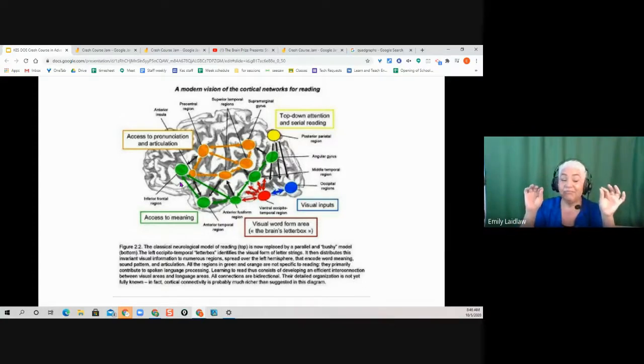And every time they do more research, they're finding more. But basically, there are these parts here that connect to the meaning, and this happens before a student learns to read. This orange part here connects to the pronunciation and articulation. This happens in spoken language. So a child learns to speak naturally.